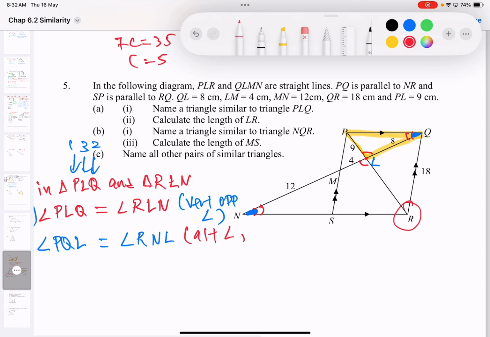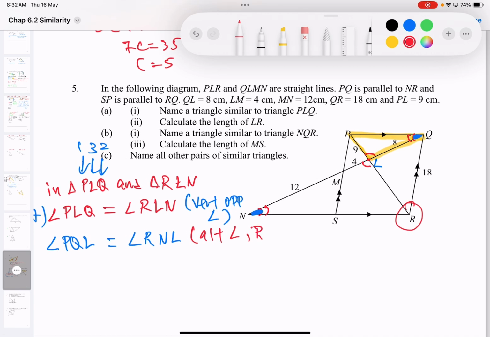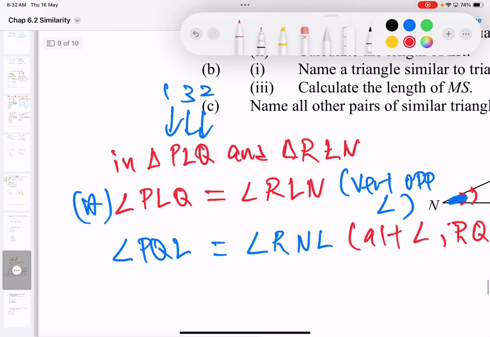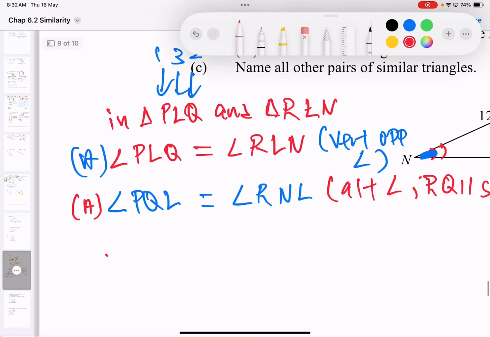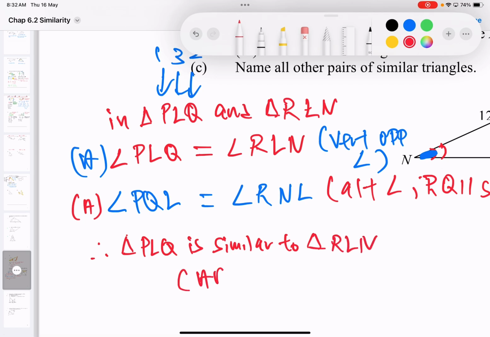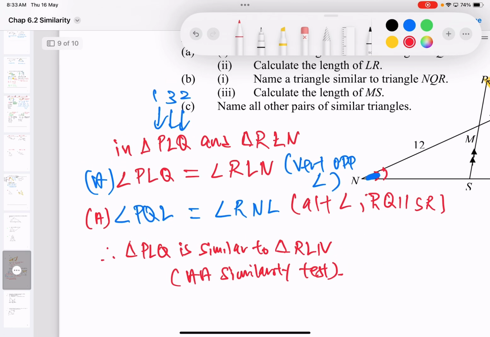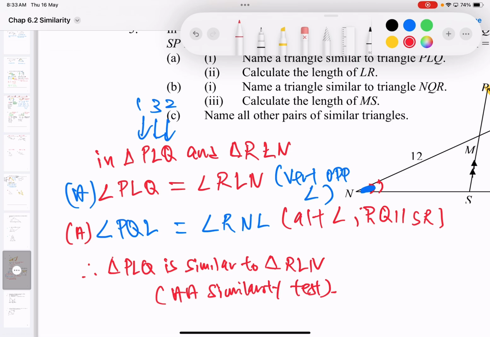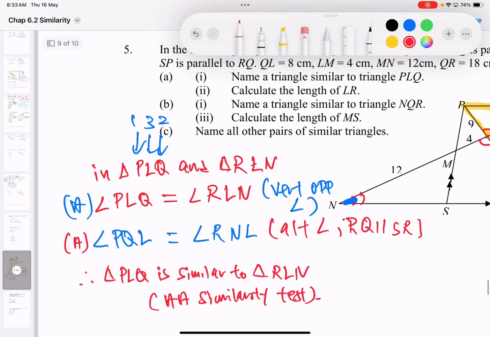Okay? So it's SP Q is parallel to SR. Alright, okay, so by AA we can actually conclude, so therefore, the 3 dots means therefore, triangle PLQ is similar to triangle RLN because of AA similarity test. Alright? Is everyone okay? Okay, so this is for your part A. Is it lengthy? Absolutely. It's actually quite lengthy.